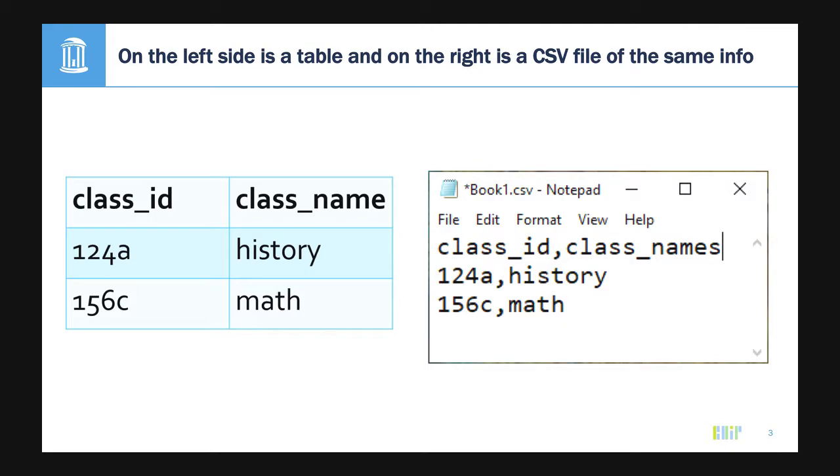These two images both show the exact same data. On the left, the data is housed within a table, and on the right, the data is being presented in a CSV format.